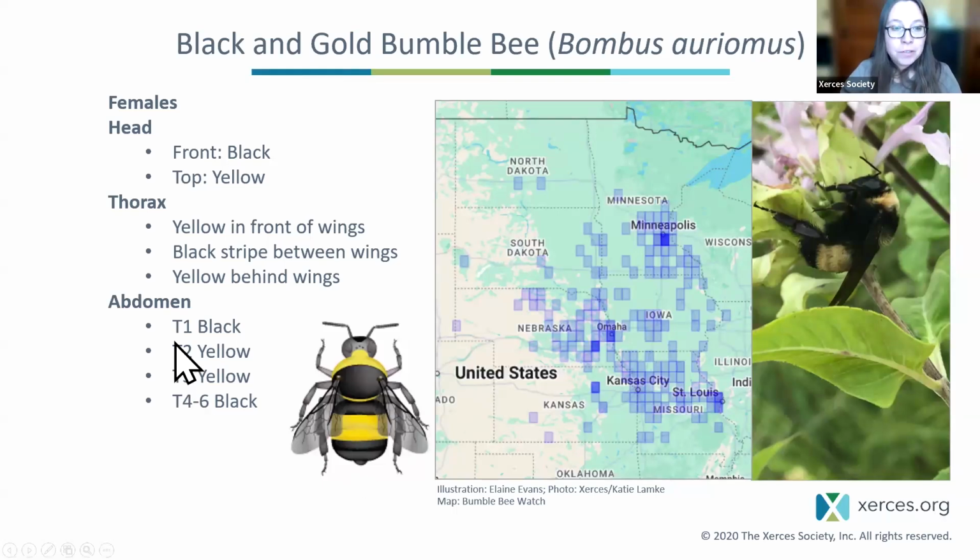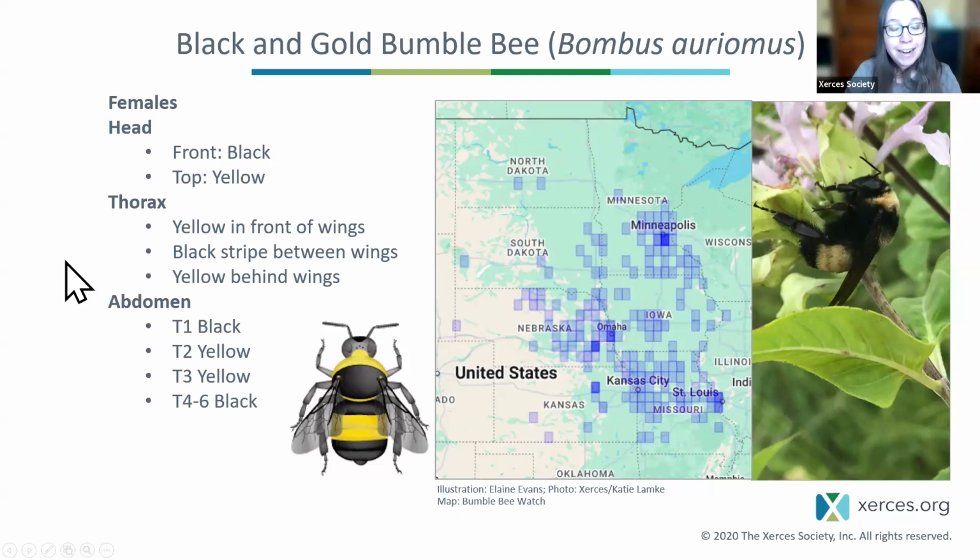So it's called the black and gold bumblebee because it is black and gold. On the abdomen, you will see T1 being black or mostly black. T2 and T3 will be yellow, and then T4 and 6 will be black on the females. On the thorax of females, we generally see yellow in front of the wings, a black stripe in between the wings, as well as dark hairs underneath the wing joints. And then you will often see some yellow behind the wings, although sometimes you'll encounter individuals that are entirely black behind the wings. So they also have a really dark thorax compared to some other species.